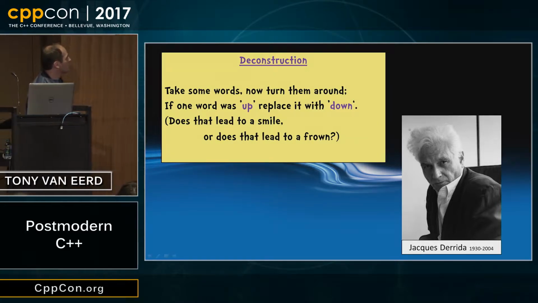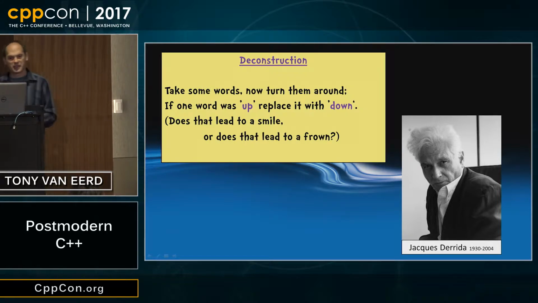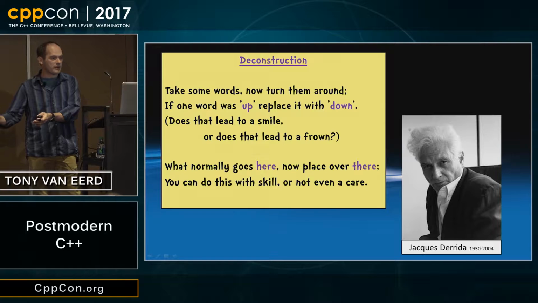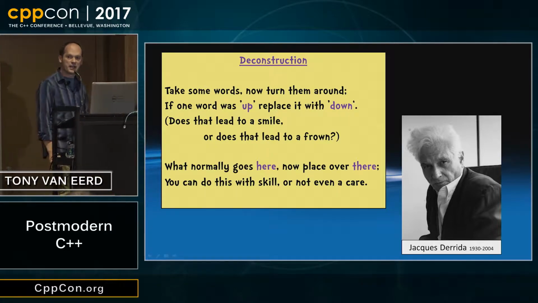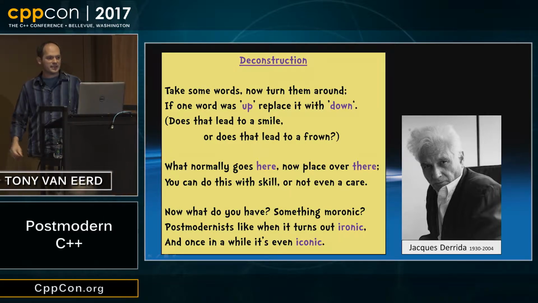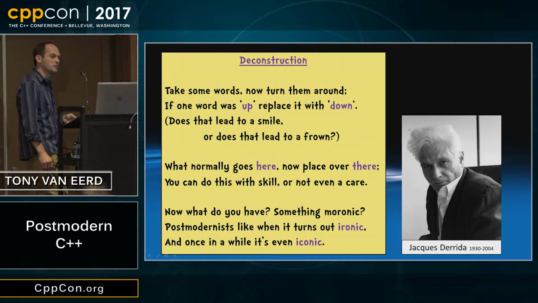Take some words, now turn them around. If one word was up, replace it with down. Does that lead to a smile or does that lead to a frown? What normally goes here, you place over there. You can do this without skill or not even a care. Now what do you have? Something moronic? Postmodernists like when it turns out iconic, ironic, and sometimes every once in a while it's even iconic.